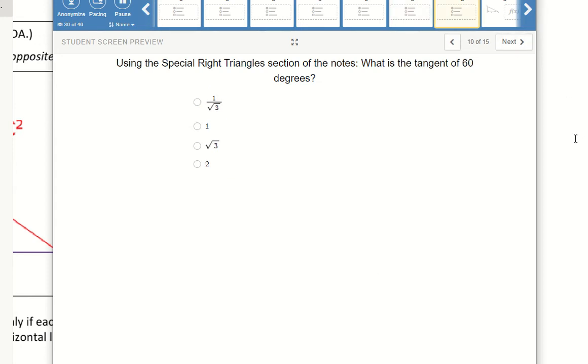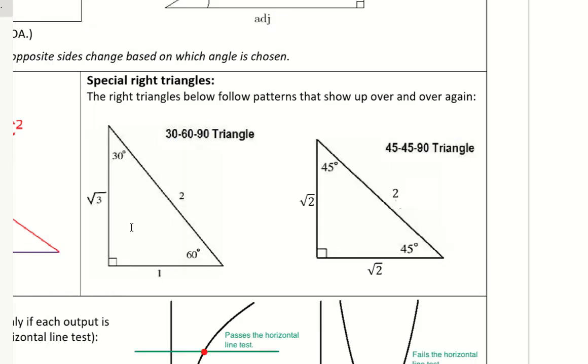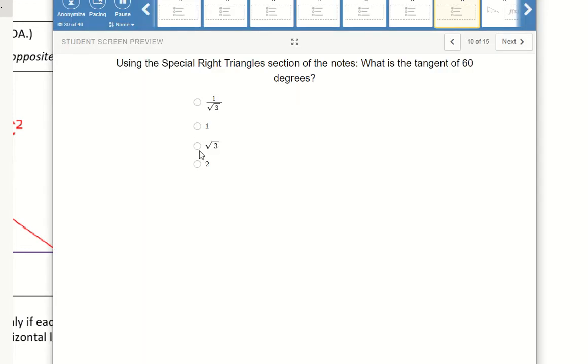And then the last one was the tangent of 60. It's going to be the inverse, or the reciprocal of that, right? So tangent of 60 is going to be opposite over adjacent, square root of 3 over 1, which is just the square root of 3.